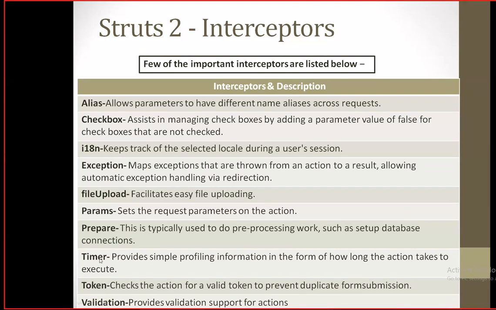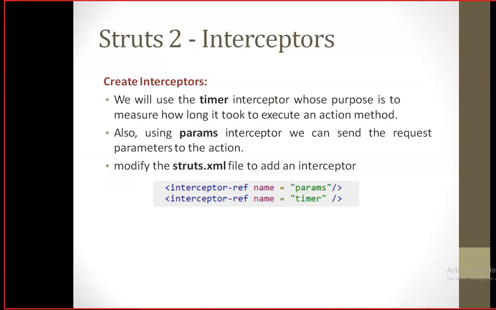Then if you talk about timer, generally we want to generate some profiling information, right? How much time was required for an action class to execute. So we can use the timer interceptor and calculate the total time which was required by any class to execute, right? So these are the general types of interceptors. Fine. How to create an interceptor?